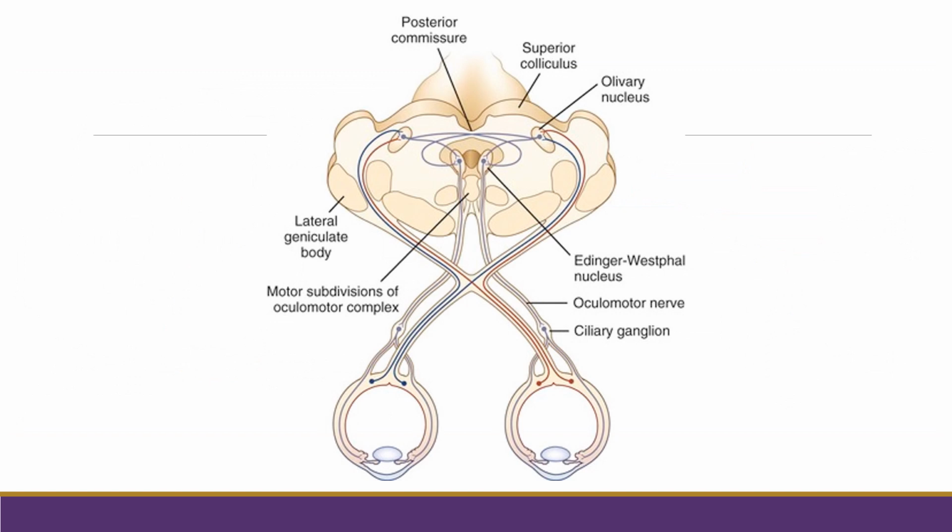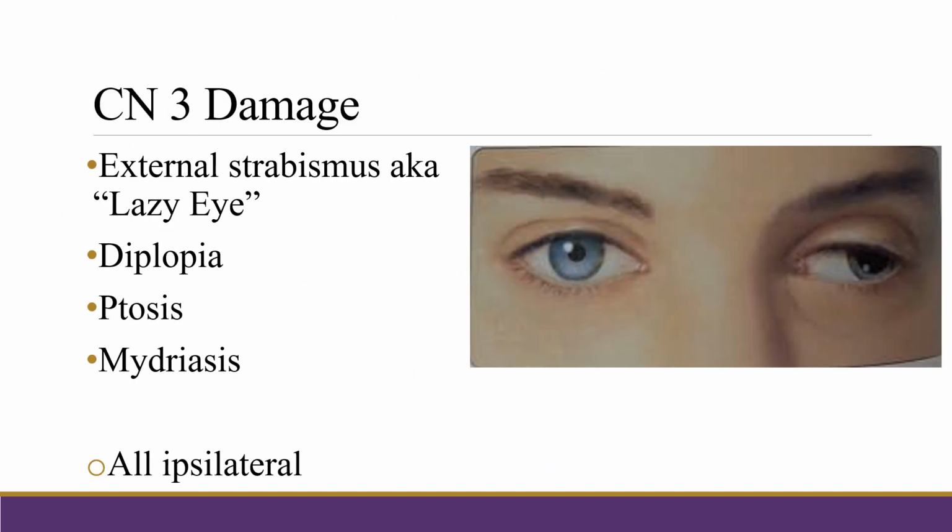More pictures to help you out if you like these pictures. So cranial nerve 3 damage, we'll see what they call lazy eye in layman's terms, or external strabismus. We'll see diplopia or double vision. We'll see ptosis or drooping, and mydriasis, the D in there. When I was studying this to memorize it, the D, I would underline that, and that means dilate. D for dilate. Okay, so mydriasis, so the big pupil. This is all going to be ipsilateral.